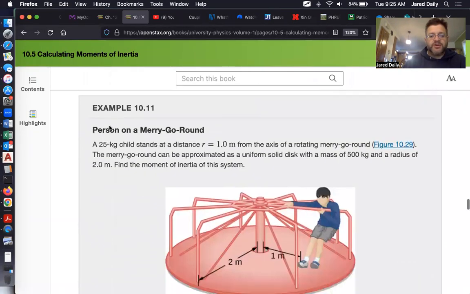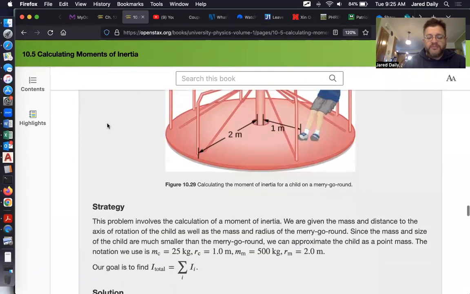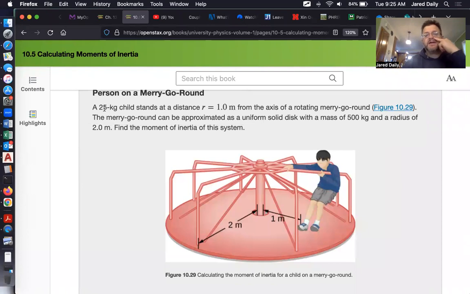Let's take a look at some other. Oh, and here we go. We have a person on a merry-go-round as our problem here. So here we have a 25 kilogram child standing at a distance r equals 1 meter from the axis of a rotating merry-go-round. The merry-go-round can be approximated as a uniform solid disc with mass 500 kilograms and a radius of 2 meters. Find the moment of inertia of the system.